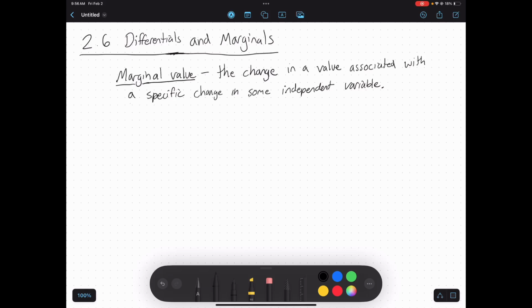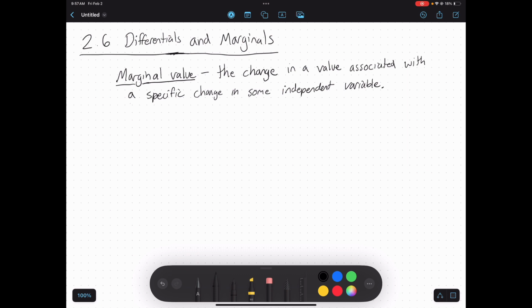In today's video, we're going to be moving on from finding maximums and minimums, which is what we've been doing for the past few videos, right? And we're going to look at some different ways that derivatives are helpful. And so today we're focusing on two different things, differentials and marginals. And I want to start with marginals.